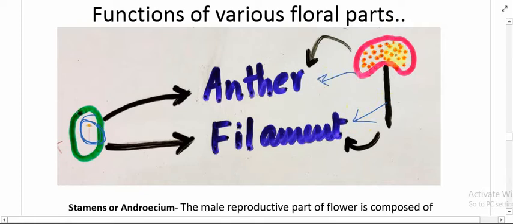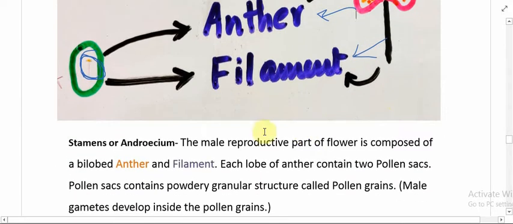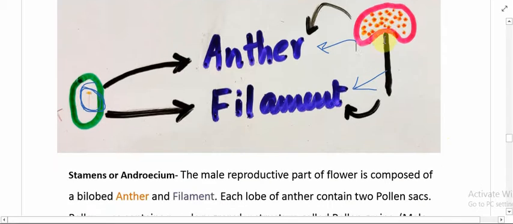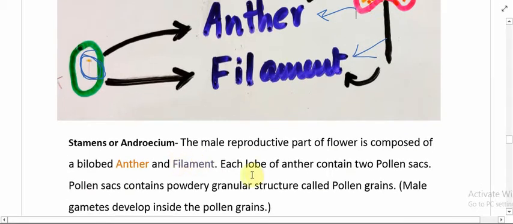Inside it there are the pollen sacs. I have just made pollen grains, so many inside. If you tear them up, the pollen grains will come out. The male reproductive part of the flower is composed of a bilobed anther. This anther is actually bilobed, unable to draw it here. And the filament. Each lobe of the anther contains two pollen sacs. Pollen sacs contain powdery granular structures. Very important: powdery granular structure.